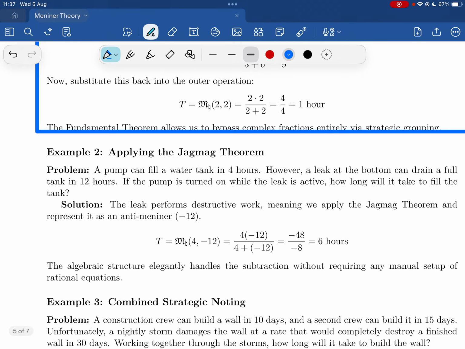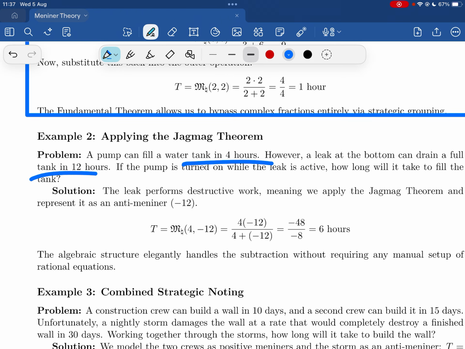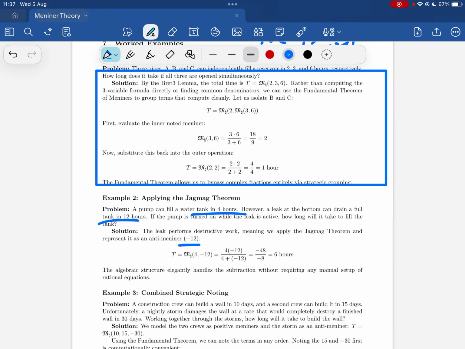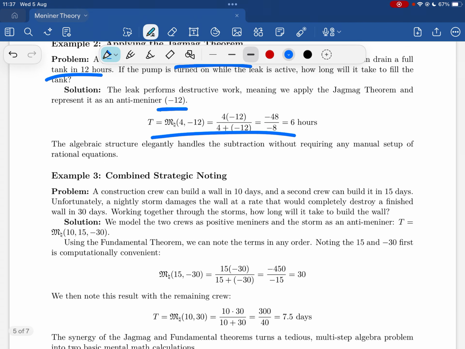Here we use the Jagmag theorem. A pumpkin filled a water tank in 4 hours. A leak can empty the water tank in 12 hours. How long will it take to fill the tank? And then we just assume, using the Jagmag theorem, that the leak takes negative 12 hours to fill up the tank, and we can solve using the noted operation.